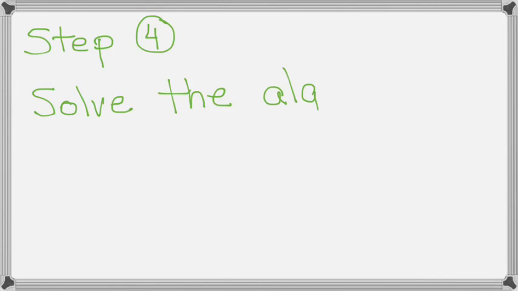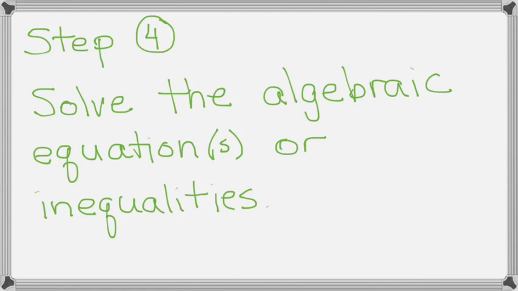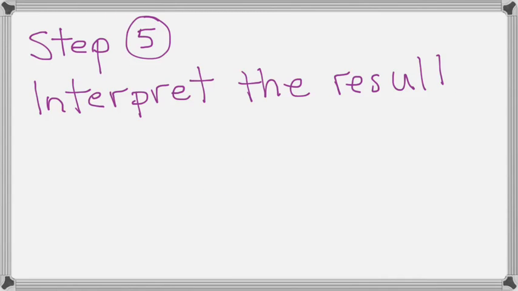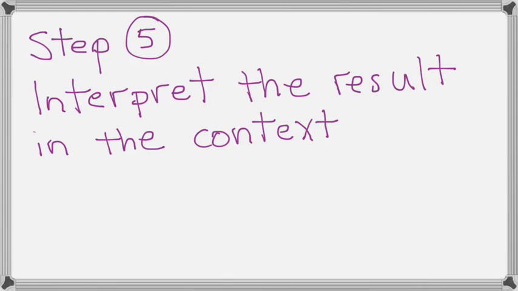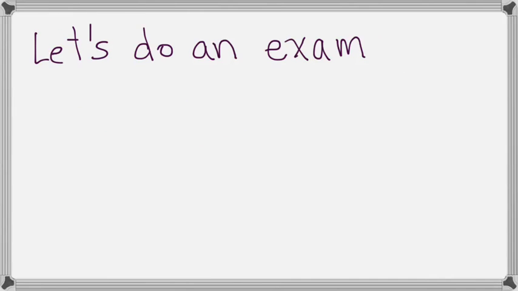Then step 4 is we're going to actually solve it. It's all set up so we find an answer in the math world. But we're not done yet because step 5 tells us that we have to interpret this answer, whatever we got, in the context of the original problem so that it makes sense as an answer in the real world. Okay, let's do an example.